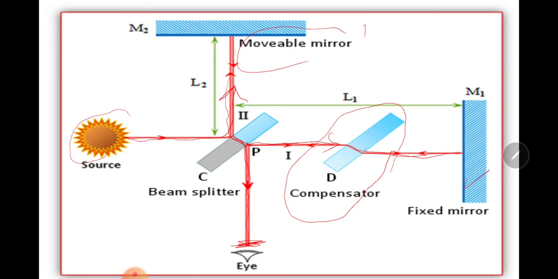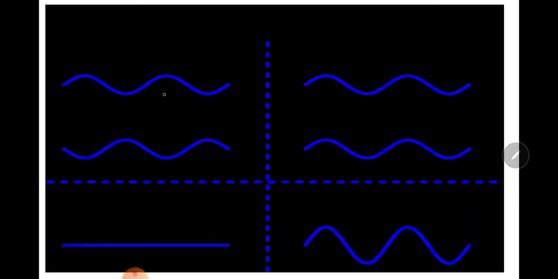Now, the condition for interference. If the path difference between the two parts of light is either 0 or an integral multiple of the wavelength, then constructive interference will take place. Now, if this light ray interferes with this light ray, both these two types of light rays can be obtained in the Michelson interferometer.